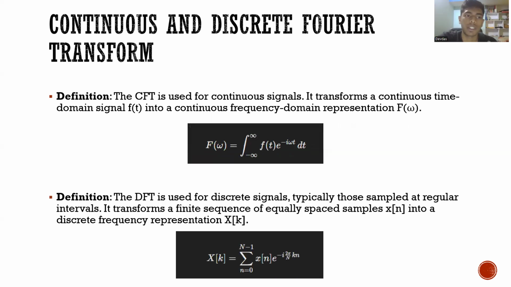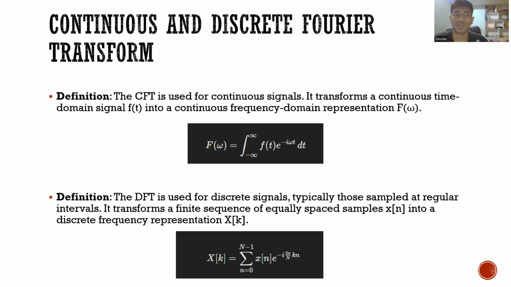Continuous and discrete Fourier transform. So definition, the CFT, which is continuous Fourier transform, is used for continuous signals. It transforms a continuous time domain signal f of t into a continuous frequency domain representation. And definition, the DFT, which is the discrete Fourier transform, typically works on signals sampled at regular intervals, and transforms a finite sequence of equally spaced samples x of n into a discrete frequency representation x of k.